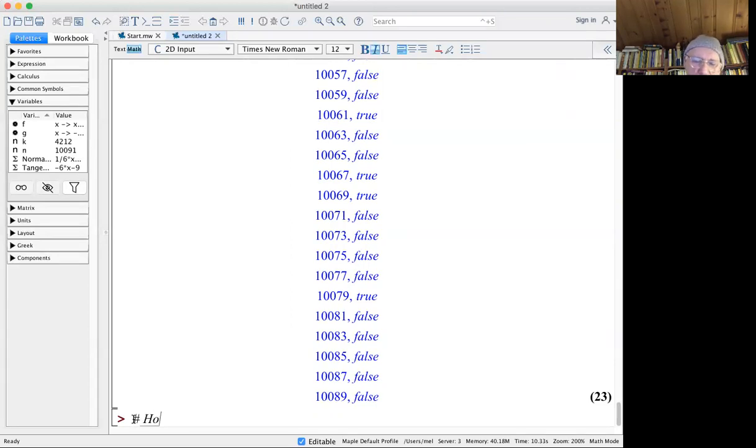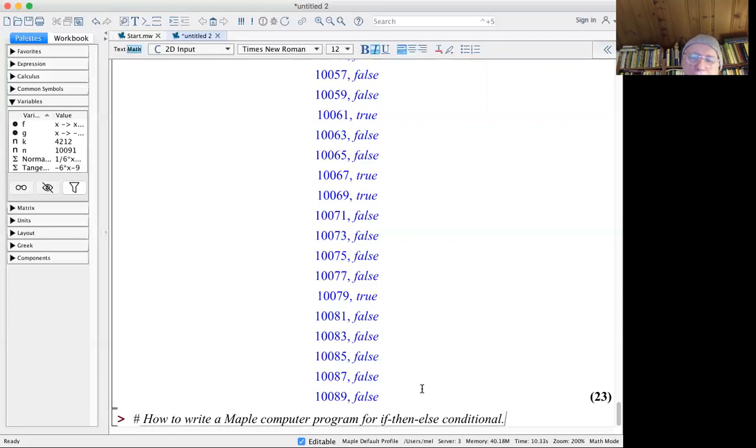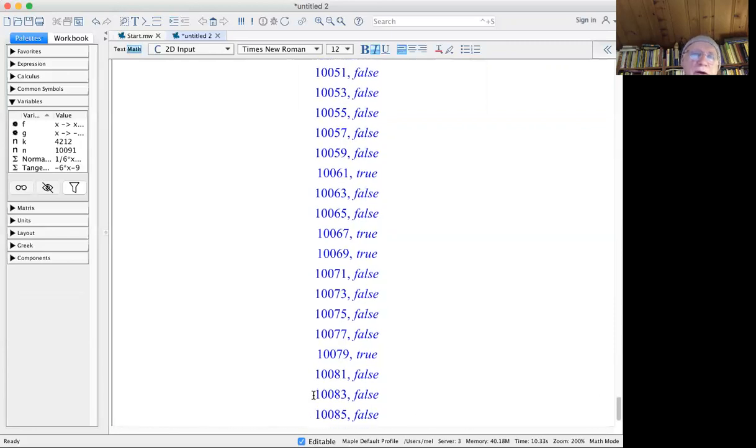I have to show you how to write a Maple computer program for if, then, else conditional. So actually, I'm just going to write, this is just going to be if then, but you have to really pay attention to this.